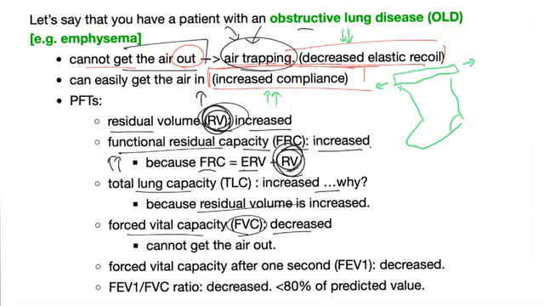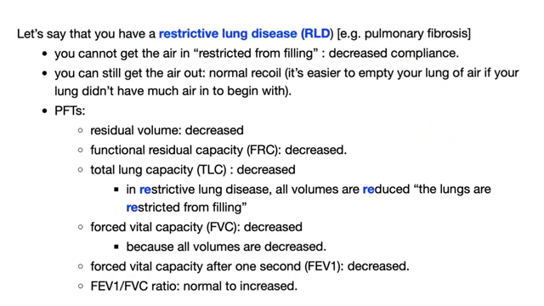Forced vital capacity is decreased. FEV1 is decreased. FEV1 to FVC ratio is decreased. It's less than 80% of predicted. Let's talk about restrictive lung disease such as pulmonary fibrosis. You cannot get the air in. My lungs are restricted from filling. Therefore, I have decreased compliance.